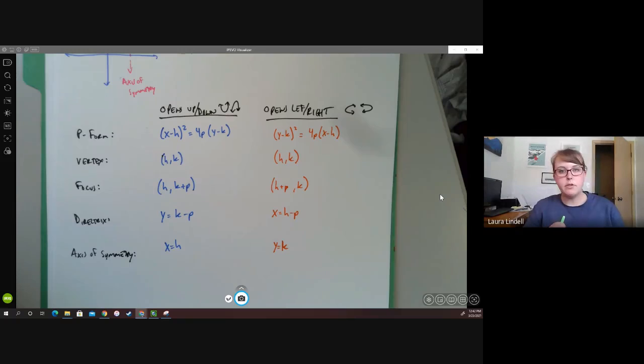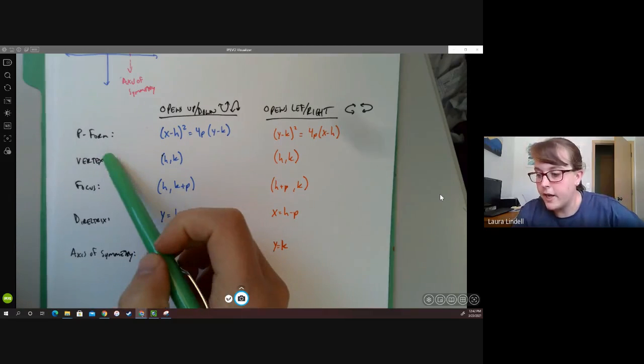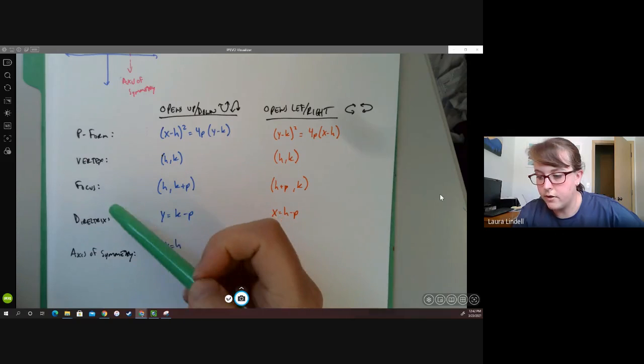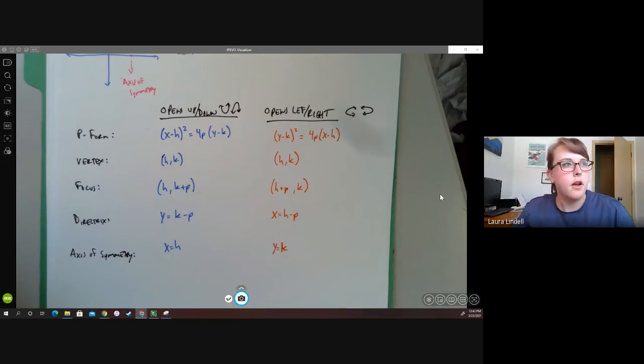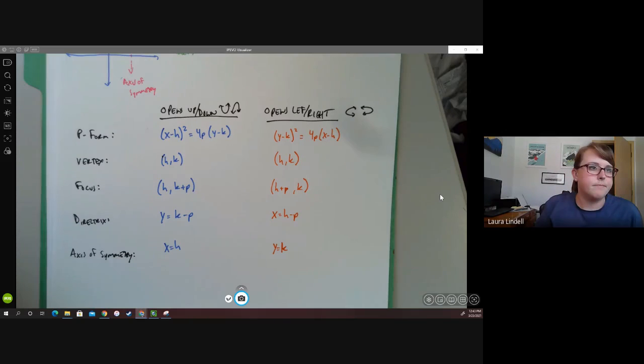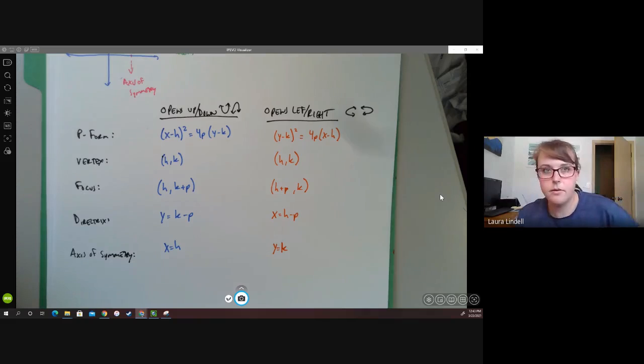So what we should be able to do now is, given any two pieces of information here, like the vertex and the focus, or the focus and the directrix, or the vertex and the directrix, figure out how to put this into p form and write the equation for our parabola. You should also be able to be given any point along the parabola and one of these other pieces of information and write an equation in p form for this. Okay, so this is all good.